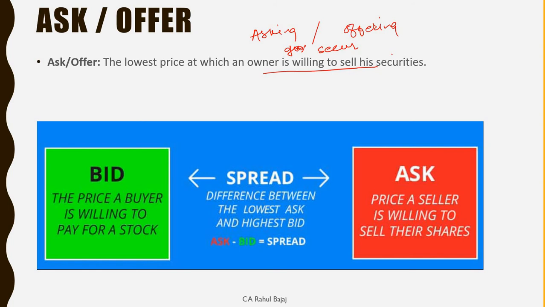It is related to the bid price. Ask or offer is the lowest price at which the owner is willing to sell his securities. So don't get confused. It is a price at which the seller is willing to sell, and bid is the price at which the buyer is willing to pay for the stock. So bid is different, and ask and offer is different. Always read ask and offer together so you will not get confused.